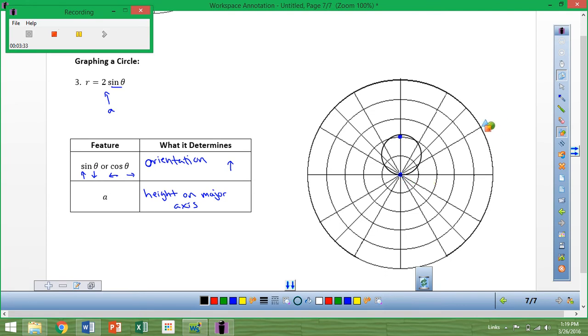Hopefully yours is a little bit better than that, but that's all we have. And again, if you wanted to plot points and make a table, you could do that, but this is all I really care that you know to do.